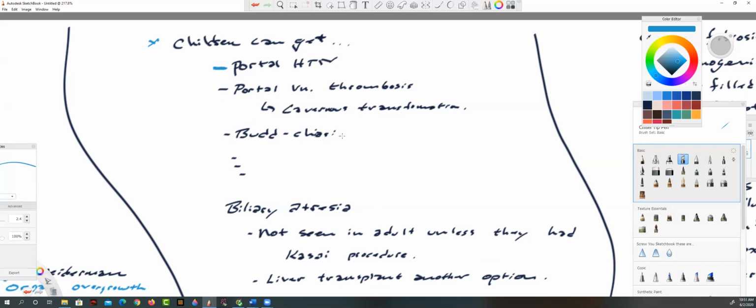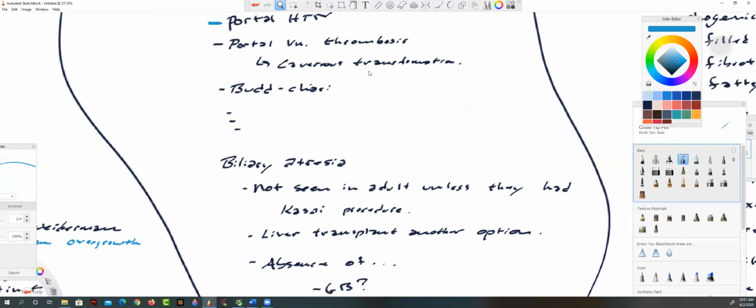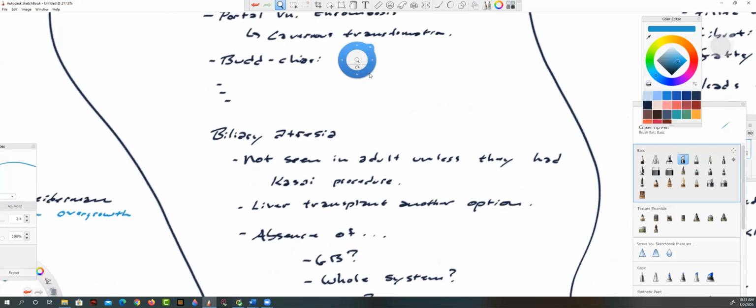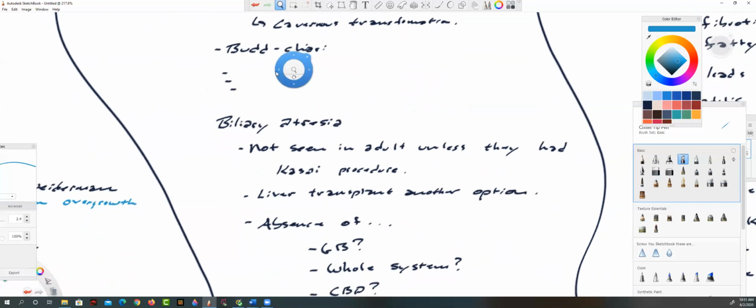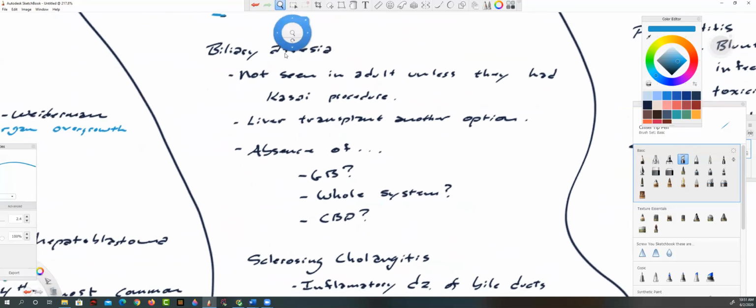Children can get Budd-Chiari. Remember, that is thrombosis or some kind of mass effect on the hepatic veins. And then I put 3 more possibilities of this, this, and this, and that. Just fill in the blanks. They can get it. If we can get it, they can get it. It's more rare, but they can get it.